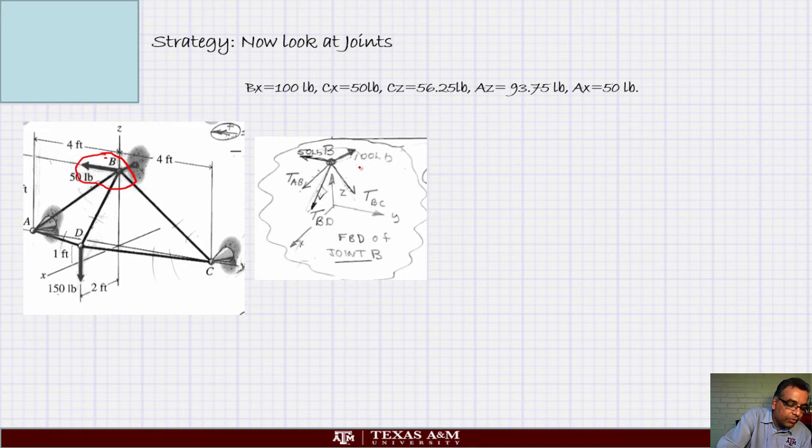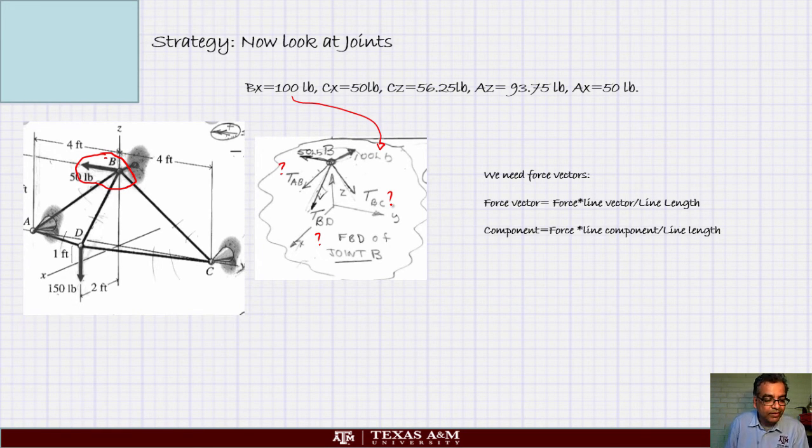And I have this 100-pound force. Where was that 100-pound force? It is this, Bx. This is 50 pounds. So I don't know this, I don't know this, I don't know this. Since I cannot use moments, I will get only 3 equations. This is a joint equation. So I will get 3 equations, 3 unknowns. I can solve for all 3. So we are going to do that.